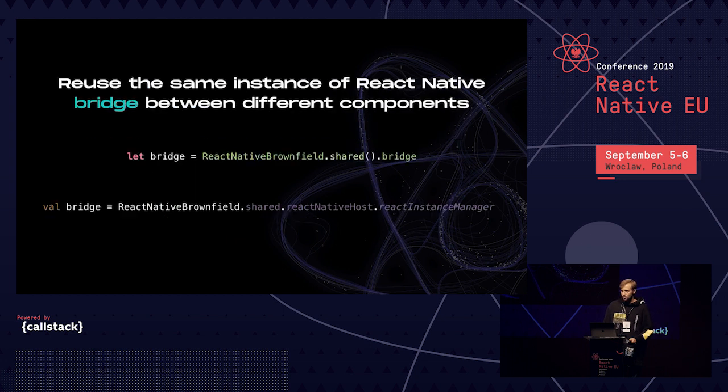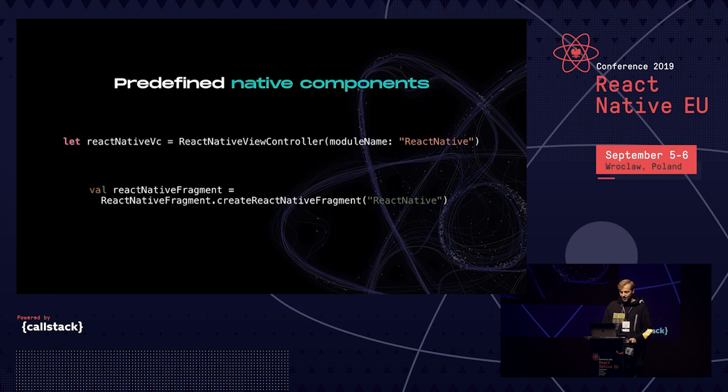Remember when I told you to store an instance of a bridge somewhere? We've got it covered for you as well. We provide you an easy-to-use storage that stores a bridge after you initialize it. It doesn't matter which navigation pattern you follow. We prepared native containers. Those are the building blocks I mentioned before. They allow you to place a React Native screen in your navigation hierarchy just by passing a module name into the constructor.